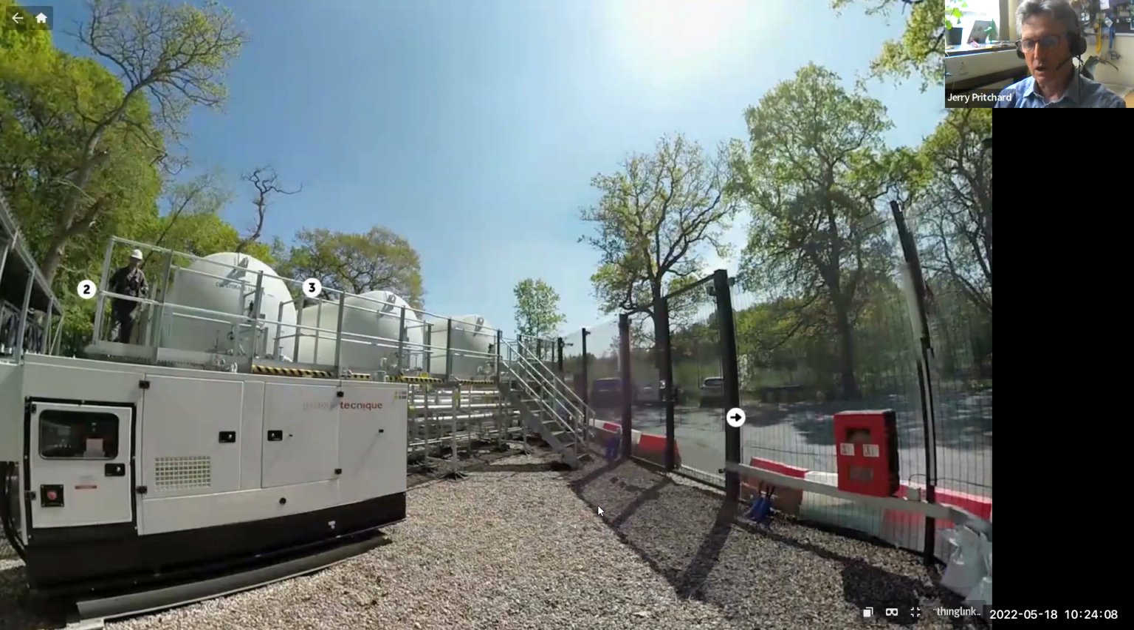And that CO2, if you think about it, 100 kilograms or 1 ton, 1 metric ton of CO2 is what an airline passenger would use return London to New York.